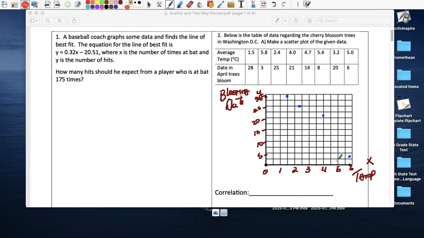When it's 4.7 temperature-wise, the blooming date's on the 14th, which is about here. When the temperature is 5.4 degrees Celsius, blooming date's on the 8th.